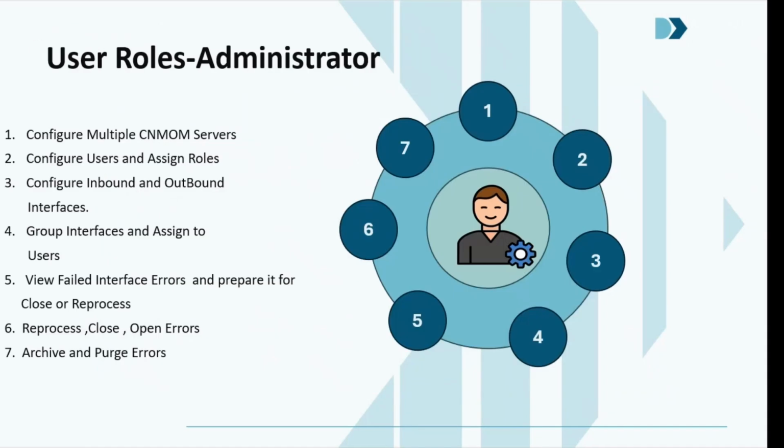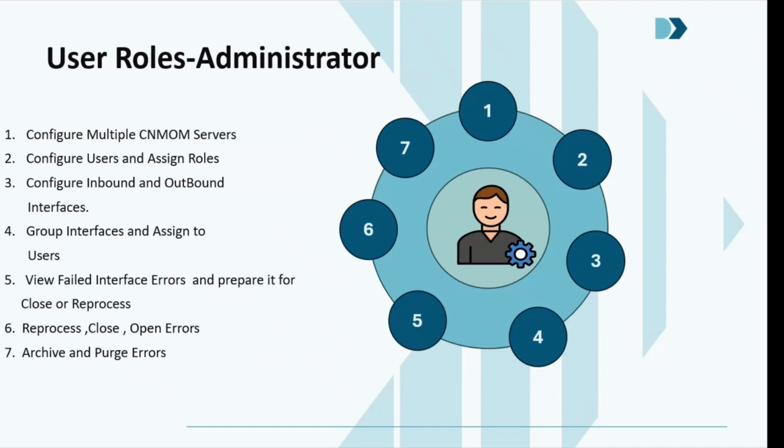The administrator. The administrator or supervisor plays a critical role in setting up and maintaining the error reprocessing tool. This role focuses on configurations, user access, and overall system governance, ensuring the tool runs smoothly and securely. They can configure master data, monitor all the errors, which includes both inbound and outbound errors. They can reprocess and close errors. In general, they will have complete access to the system.